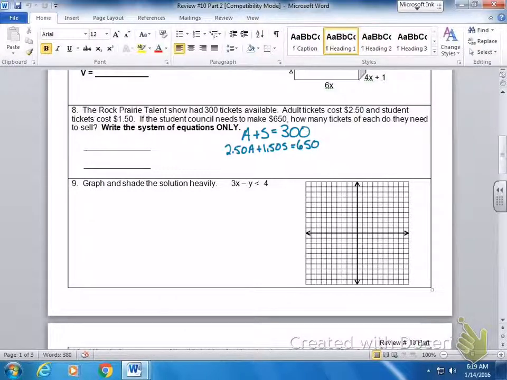The next one, graph and shade the solution heavily. You guys have been having a lot of trouble with this. Remember, if we're graphing, we have to solve for y. So the first thing I'm going to do to my equation is subtract 3x from both sides.